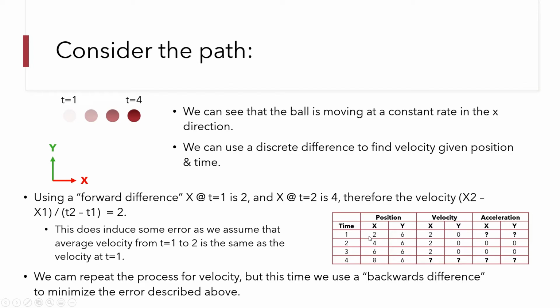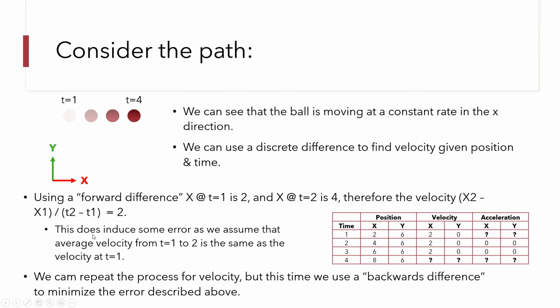So 4 minus 2, that's 2, divided by 2 minus 1, which is 1, that gives us 2. And if I do the same thing for times 2 and 3, and I can't do it for time 4 because I don't have a time 5, right, then I can calculate the velocity at these times.